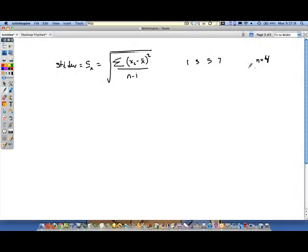Now, let's figure out x bar. X bar, remember, is the mean or the average. How do you find the average? You add up all the data points. So 1 plus 3 plus 5 plus 7 divided by the number of items, which is 4. So this is going to be 16 divided by 4, which is equal to 4. So the mean x bar is equal to 4.